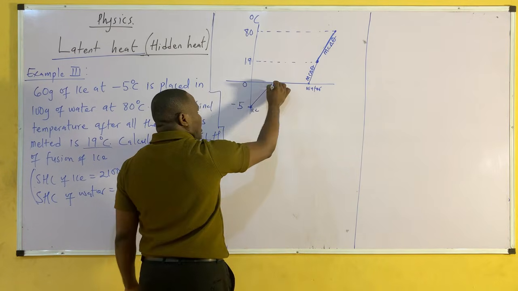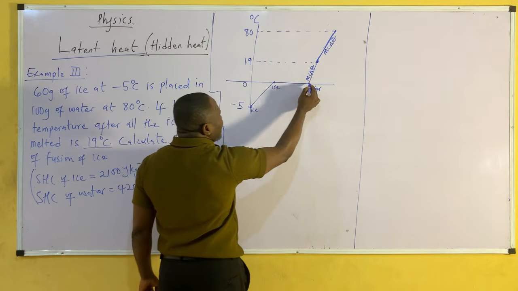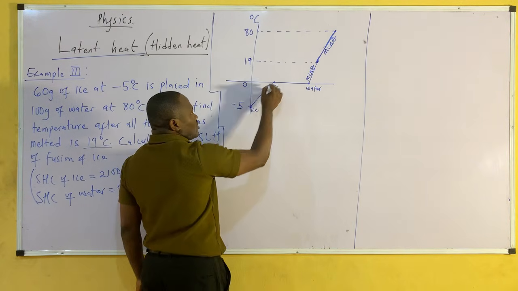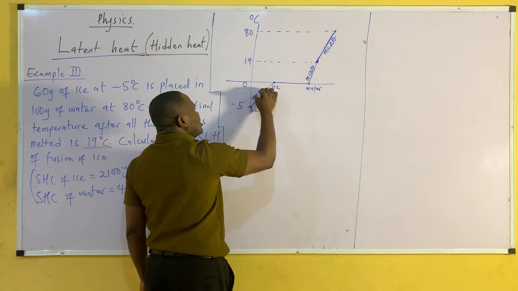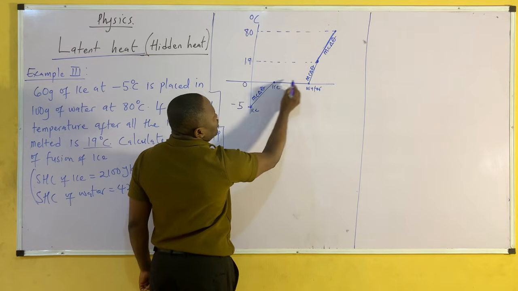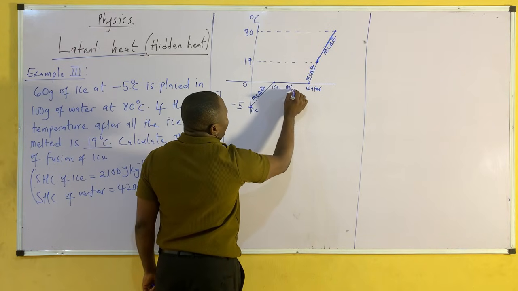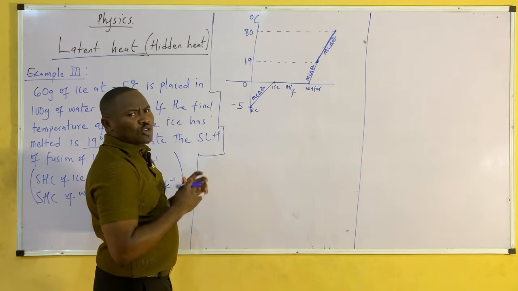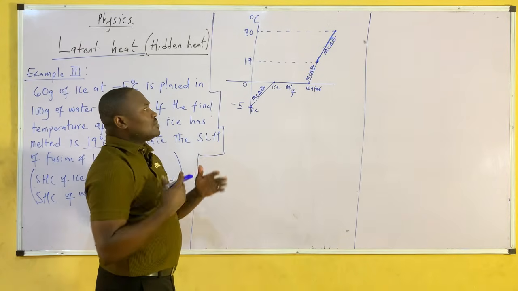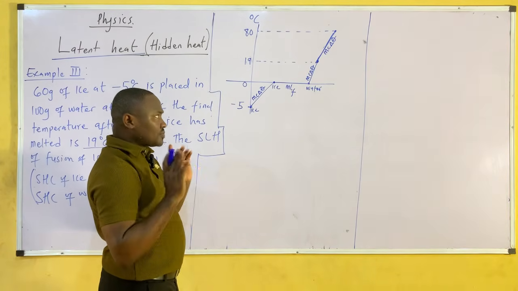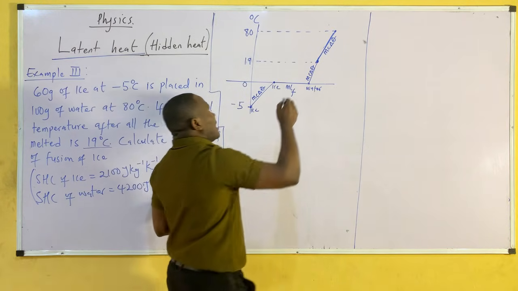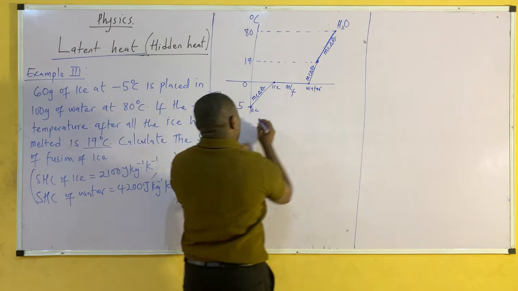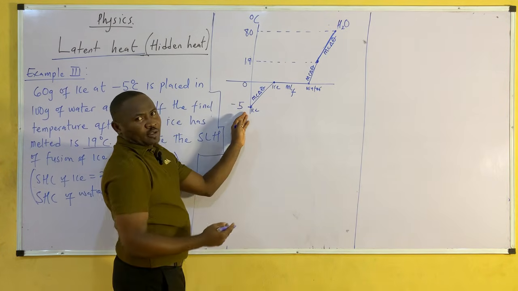From here to here, there's a change in temperature. Anytime there is a change in temperature, it is MC change in theta. But here to here is now MLF, latent heat of fusion. Take note of this because once you know these graphs, it's easier to understand the question. I repeat again, we have water here at 80 degrees Celsius. We have ice here at minus 5 degrees Celsius.